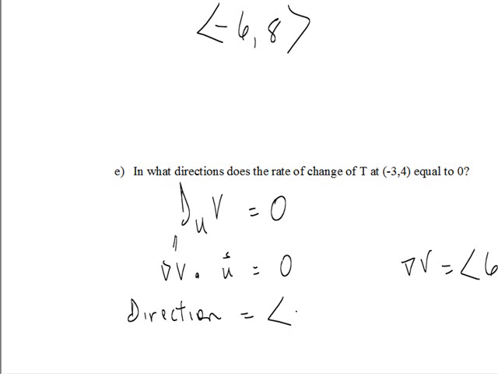Negative 8, 6. There are so many of them, but that's just one. That will do it, right? No, negative 6. Very good. When you take the dot product, you get 0. So that's just one. There are many.